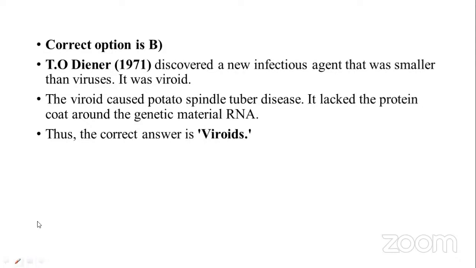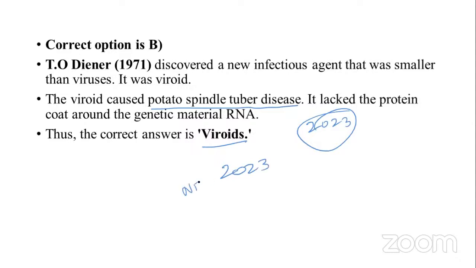This is also a NEET question, my dear student, 2023. Don't forget, my dear student. This is very, very important. 2023 and viroid also 2023 NEET question. Definitely we will get it. And also not only that, it also lacked the protein coat, just like a mycoplasma. RNA is there. The viroid, already we discussed, it contains only the RNA molecule as the genetic material, and not only that, it lacks a protein coat.